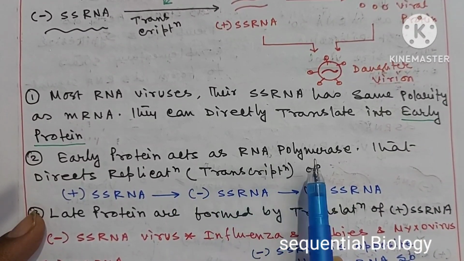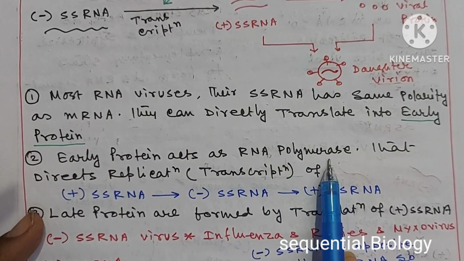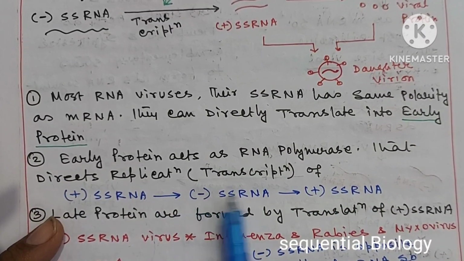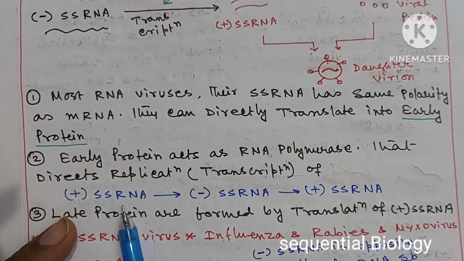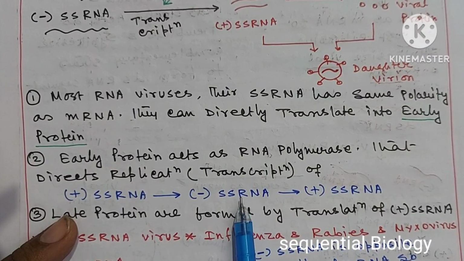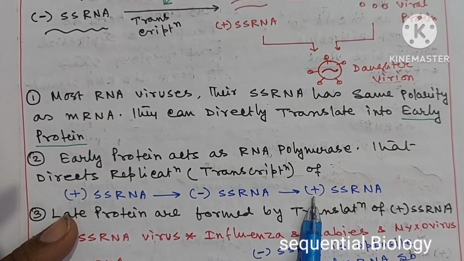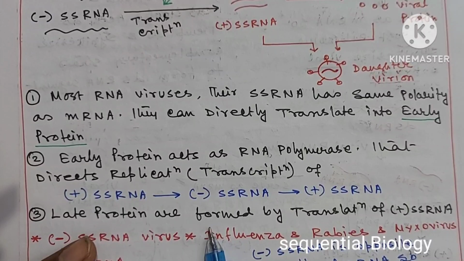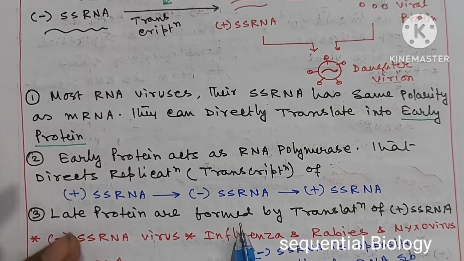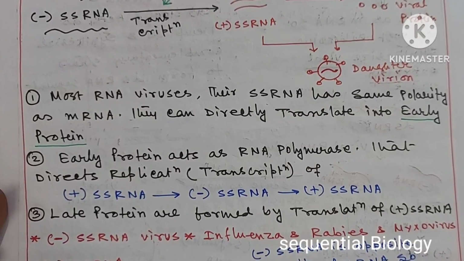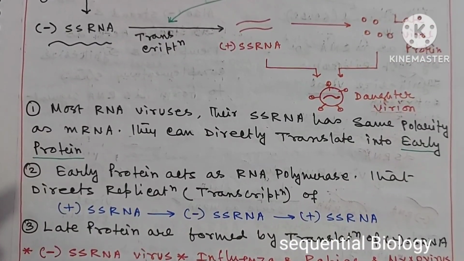The early protein acts as RNA polymerase. RNA polymerases are enzymes involved in the process of transcription, and they direct the replication or transcription of plus ssRNA. So plus ssRNA will be transcribed to form minus ssRNA, and then this minus ssRNA will undergo transcription and form plus ssRNA, and from this plus ssRNA the late protein will be formed. These late proteins are viral components, and the plus ssRNA and the late protein are packaged together to form the complete viral particle. This is the reproductive strategy of plus ssRNA containing viruses.